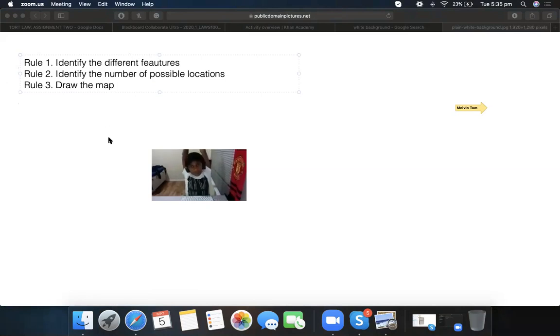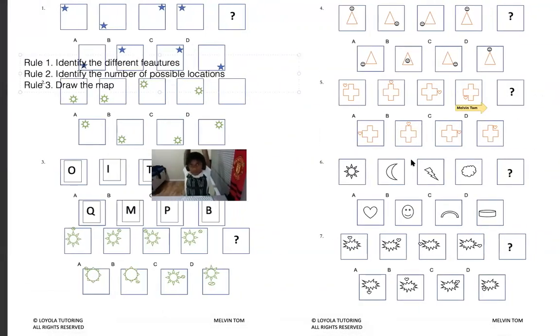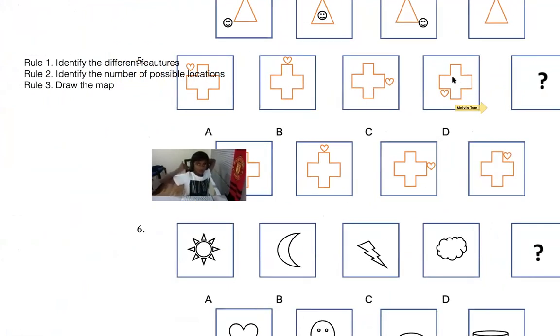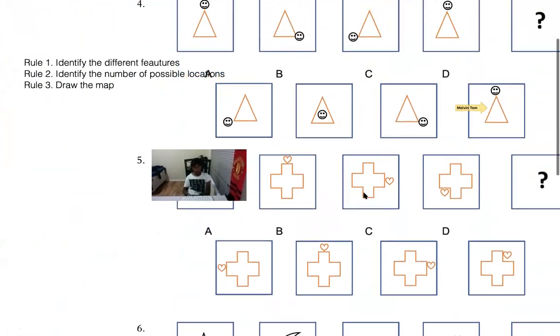So identify the different features. What does that mean? Let's take a look at this question here, question number 5. The different features in question number 5 are the cross, the T, and the heart. So the two different features we have are the cross and the T. The cross and the heart.